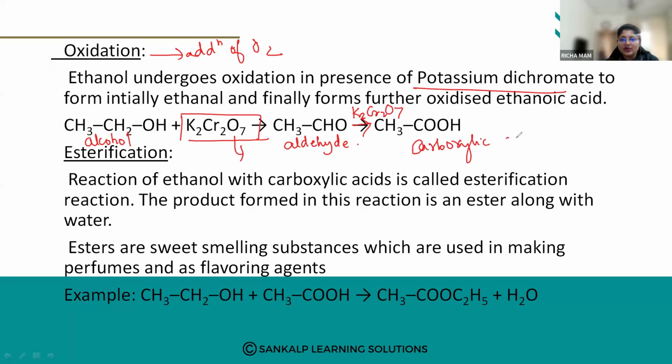What am I going to get? A carboxylic acid. What you can see here is one oxygen and two hydrogens. Here, one hydrogen is removed, right? Addition of oxygen or removal of hydrogen is your oxidation. Here one hydrogen is removed, two are there, here one. Now what is happening here? One more oxygen is added. So this is oxidation.